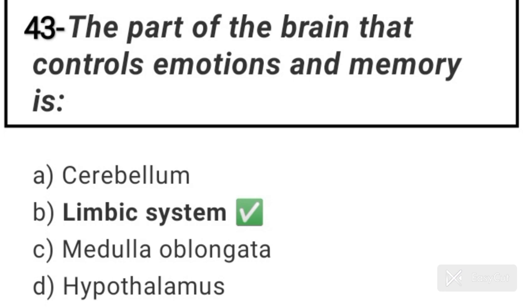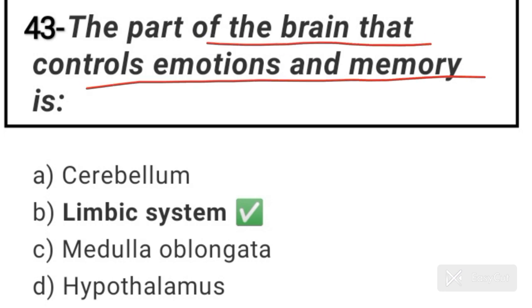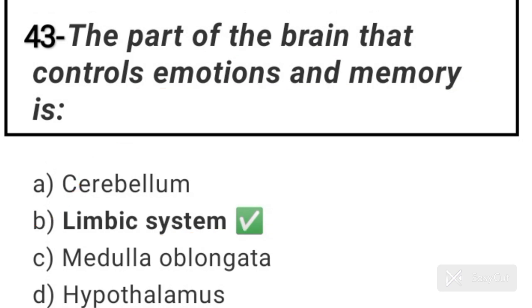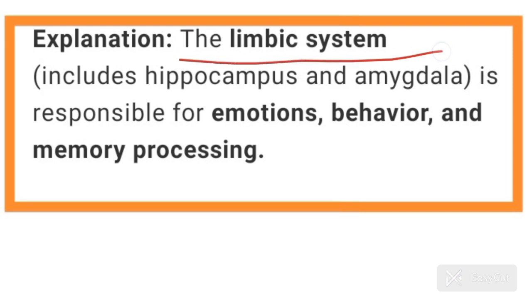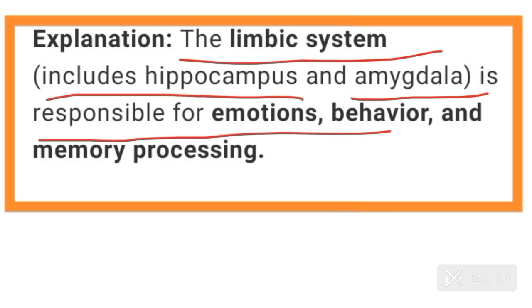Question number 43. The part of the brain that controls emotions and memory is? Answer is option number B. Limbic system. So, limbic system is the part of the brain that controls our emotions and memory. The limbic system includes hippocampus and amygdala. It is responsible for emotions, behavior, and memory processing.